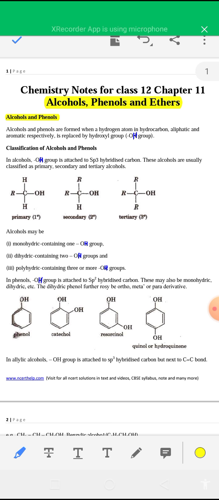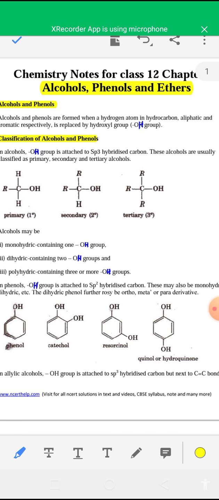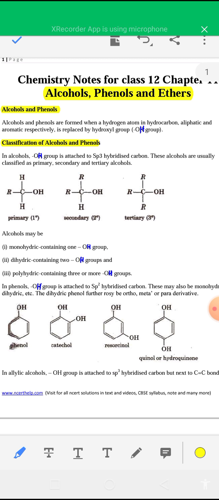Now the classification. In alcohol and phenol the functional group is OH. Compounds in which OH is present as a functional group are known as alcohols. Now see classification of alcohols and phenols. In alcohols the OH group is attached to sp3 hybridized carbon, and these alcohols are classified as primary alcohol, secondary alcohol and tertiary alcohol. First is primary alcohol, also known as 1 degree alcohol. Secondary is 2 degree, and tertiary is 3 degree.